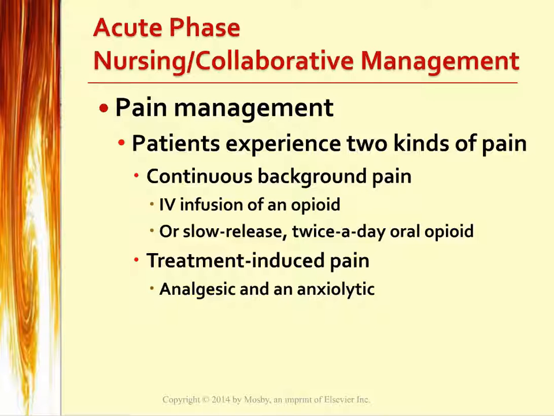Anxiolytics, which frequently potentiate analgesics, are also indicated and include lorazepam or Ativan and midazolam or Versed. For treatment-induced pain, premedication with an analgesic and an anxiolytic is required via the IV or oral route. For patients with an IV infusion, a potent short-acting analgesic such as fentanyl or Sublimaze is often effective. During treatment activity, small doses should be given to keep the patient as comfortable as possible.